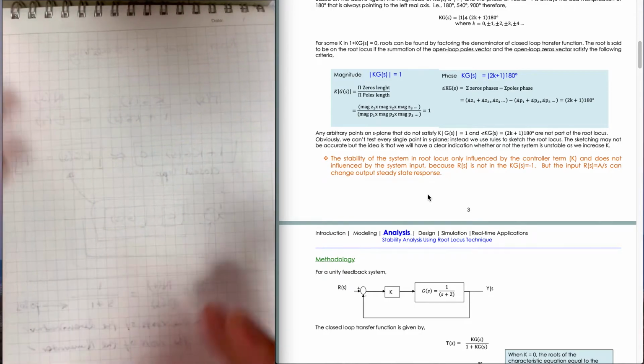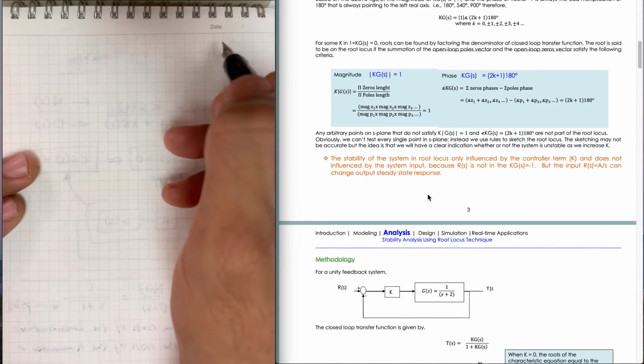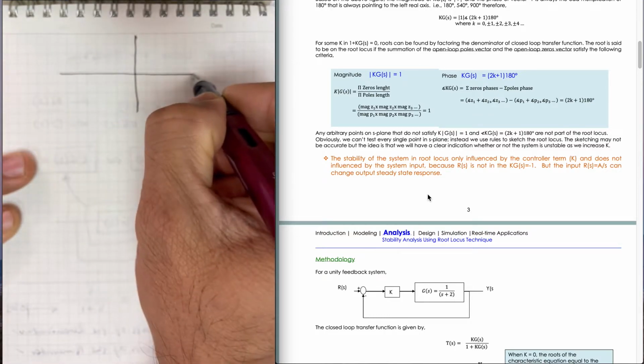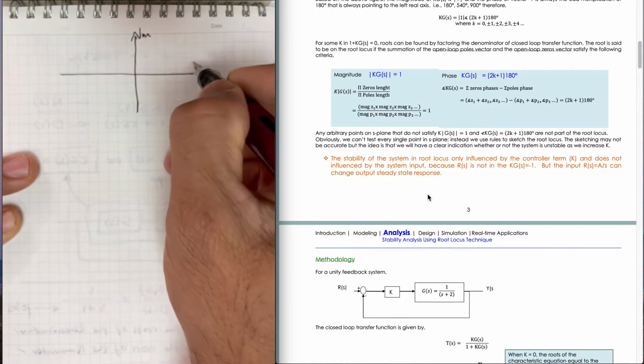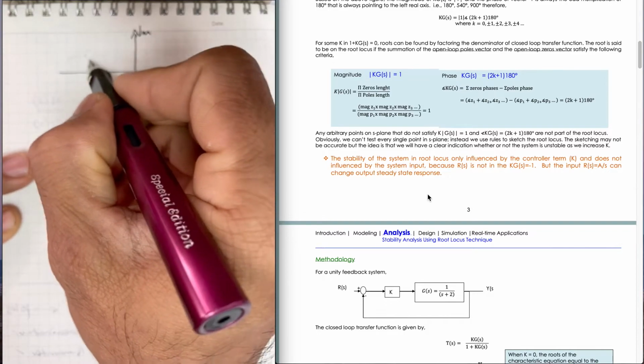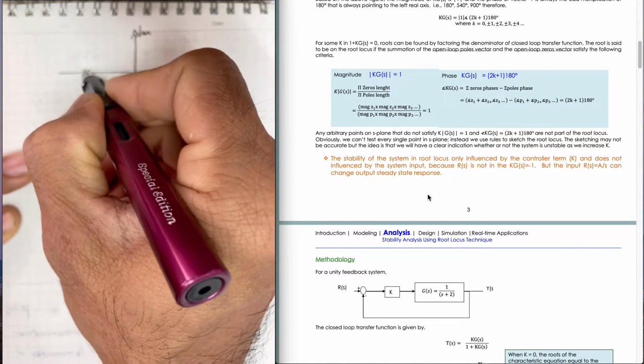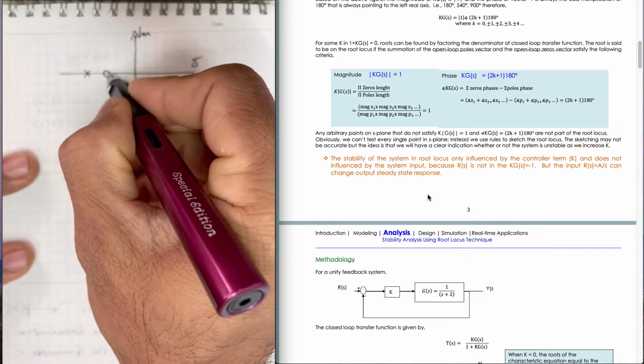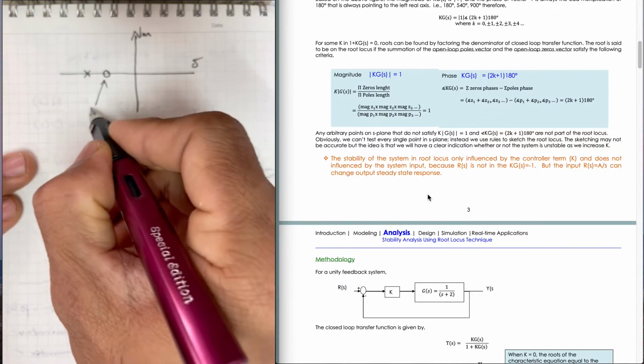To differentiate between poles and zeros on the S-plane, with the imaginary axis here, a pole is represented by x, whereas a zero is represented by O. This is a zero.